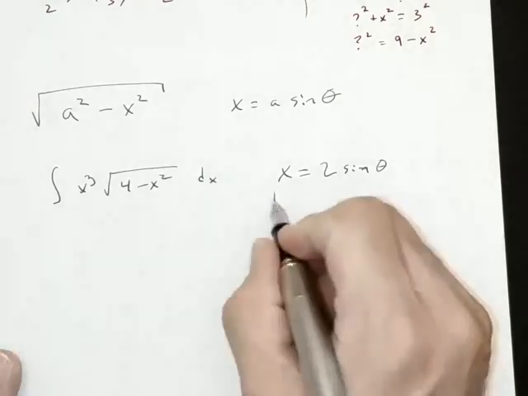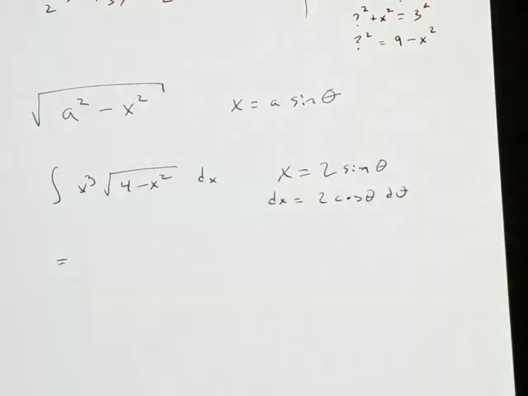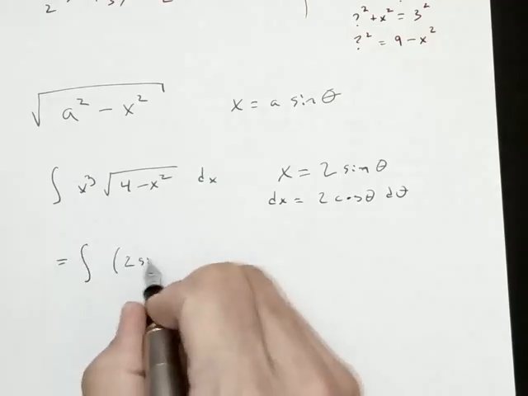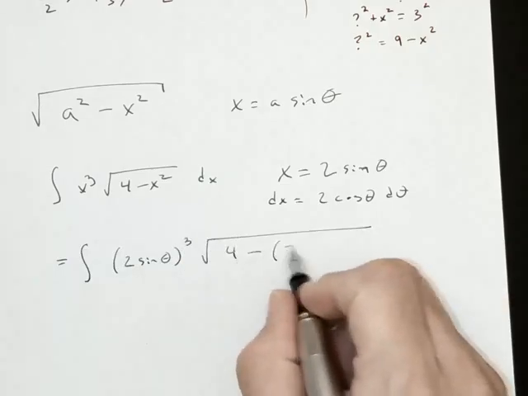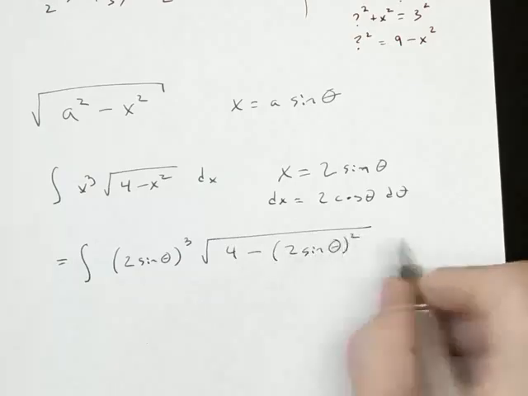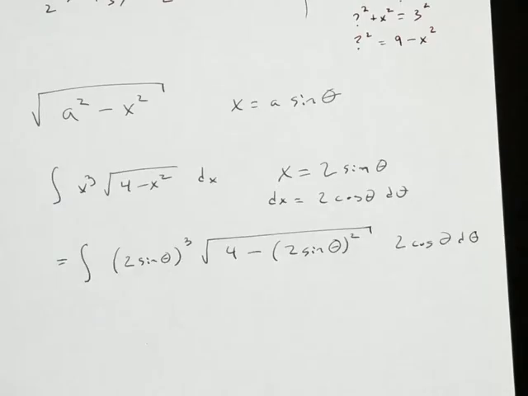So I start by saying, all right, then dx is 2 cosine theta d theta. And now this turns into a giant integral involving a whole lot of thetas. I get parentheses 2 sine theta all cubed, square root of 4 minus parentheses 2 sine theta squared, and then on the outside, I have 2 cosine theta d theta. Doesn't that just make me want to barf? That's disgusting. And by the way, I did the entire problem this way.